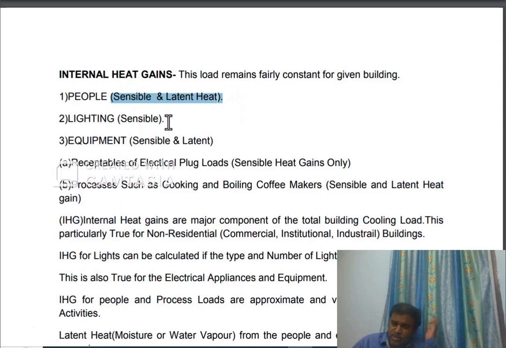Coming to lighting, lighting is only sensible because it will generate only heat. Light cannot generate any humidity. That's why it is sensible here. Equipment can give sensible as well as latent. Why am I telling you this? Suppose you take an iron box, it only gives sensible heat. Whereas if you take a coffee maker or a milk boiler kind of thing, it will generate heat as well as humidity, because humidity in the form of steam.